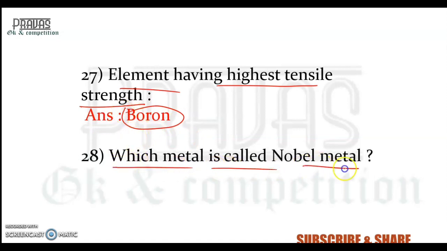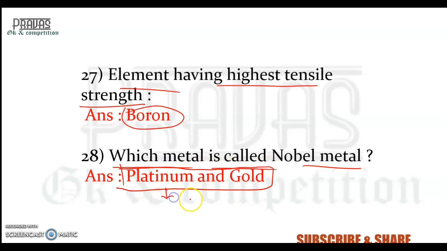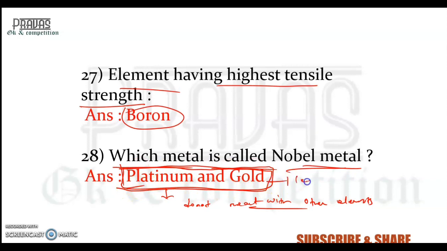Which metal is called noble metal? And the answer is platinum and gold. These are called noble metals. Noble metal means they do not react with other elements. So these are called noble metals. And generally platinum and gold are two noble metals, and they have the least reactivity.